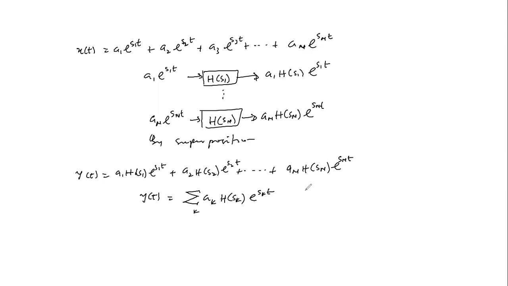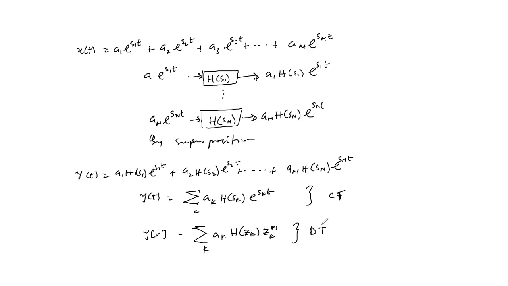taking on some finite values, in the continuous time domain, and then y of n can take on values such that it is the sum of a sub k h of z sub k z sub k to the n, in the discrete time.